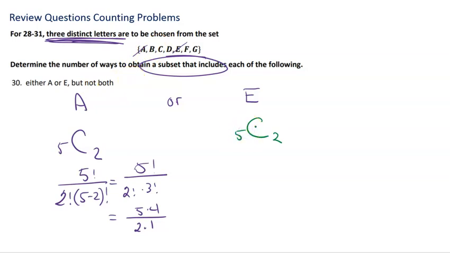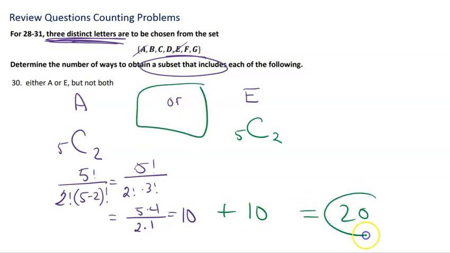Now we could recalculate it, or you could just see that over here, when I calculated 5 times 4 is 20 divided by 2 is 10 possibilities. Then in green, the second time I did it is also going to give me 10 possibilities. And since this is an OR problem, we know 10 plus 10 is 20 possibilities of subsets that have A or E, but not both.